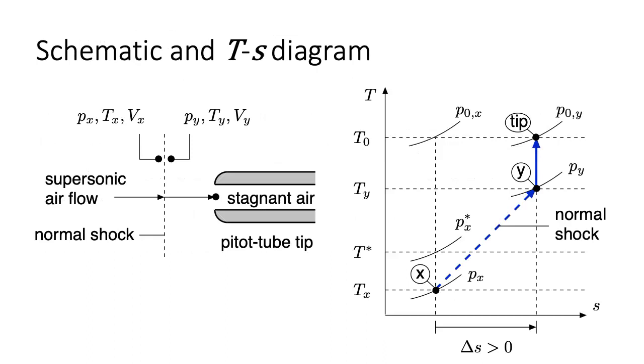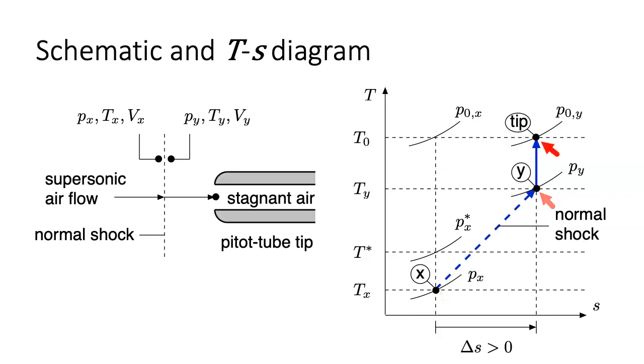Before we begin our analysis, let's look at a schematic diagram for the problem along with the corresponding temperature entropy diagram. For the schematic, the flow, which starts out supersonic, is moving from left to right. The static conditions just before the shock are indicated by the subscript X. After the shock, the static conditions are indicated by the subscript Y. A part of the flow then comes to rest at stagnation conditions at the tip of the pitot tube. Thus, the process on the temperature entropy diagram goes from the states labeled X, then Y, and then tip.